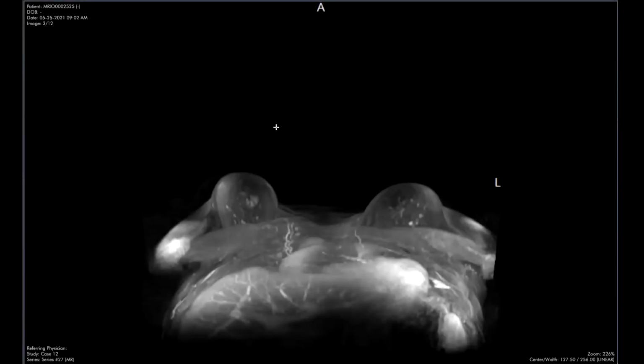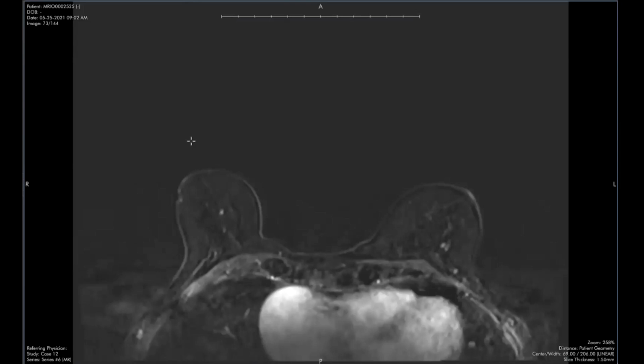This is a companion case, another MIP projection. This one has some artifact on it. But regardless, this enhancing focus in the posterior left breast stands out to us. So we want to look at that subtraction series.